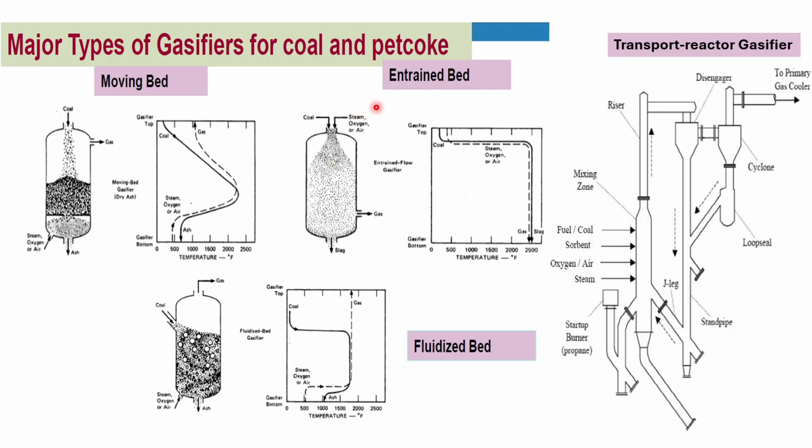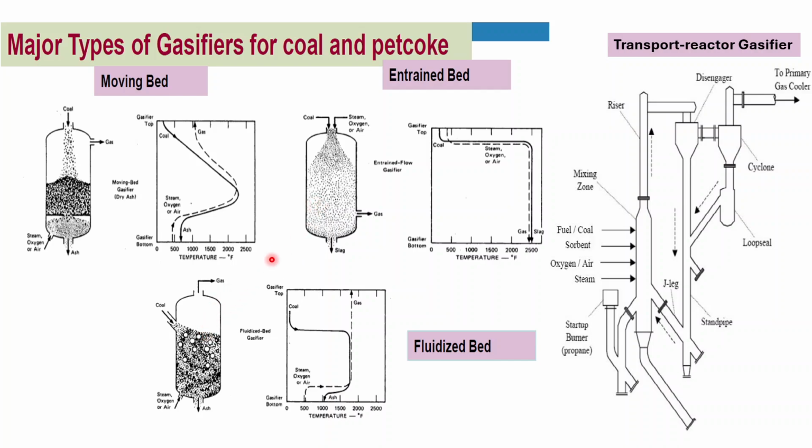In this, the coal and steam and oxygen are both introduced from the top. So the coal, steam and oxygen are moving in the same direction. Here the highest temperature is in this zone and starts to decrease here. Due to this downward arrangement, the temperature stays constant at the highest for a long time. So these two are the efficient types of gasifiers.